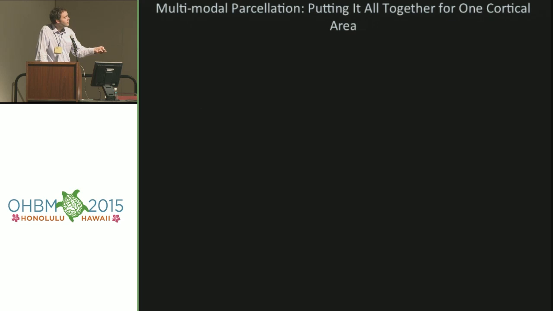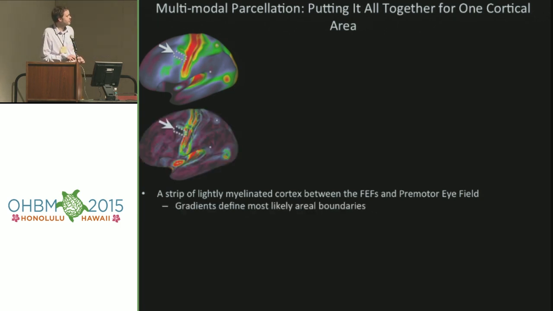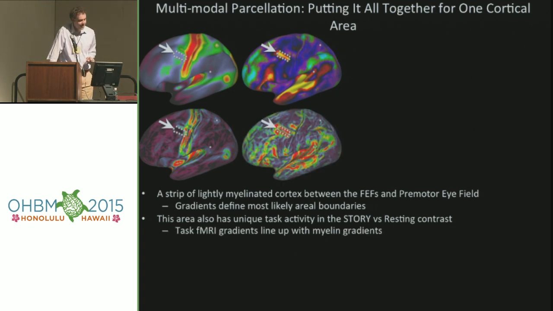So let's put it all together for one cortical area first before we look at the multimodal parcellation. We're going to focus here on this strip of lightly myelinated cortex in between the frontal eye fields up there and the premotor eye field there that are more heavily myelinated. And so we're going to draw these white dots along the myelin gradients. These are most likely areal boundaries. And then we'll look in our task data, and we can see there's a unique task pattern of activation in this area versus its neighbors. And so not surprisingly, the task fMRI gradients line up with the myelin gradients.